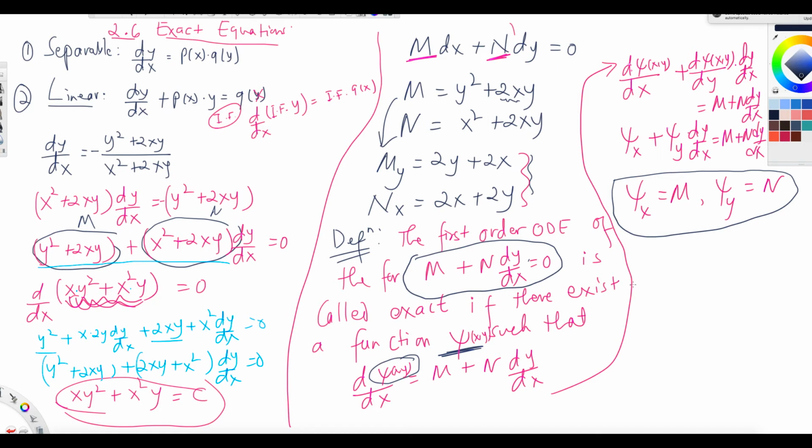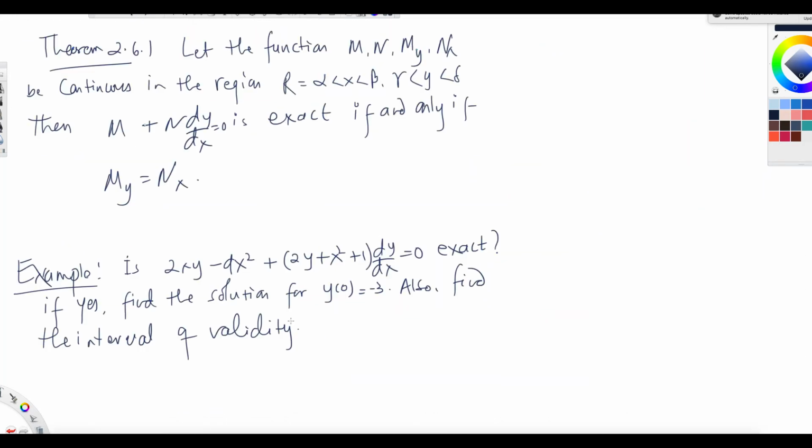Okay, so now I'm going to write down a formula, actually a theorem. Okay, I'm going to write down a theorem there. Okay, so let us look at this theorem first.